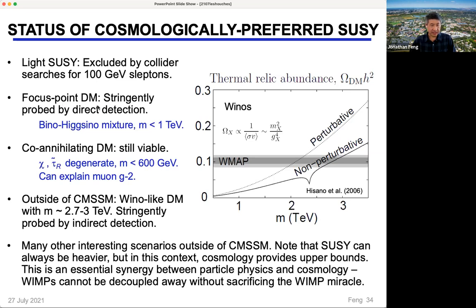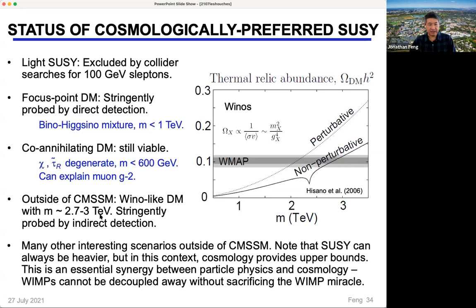And you can go through these other regions. The focus point region, it turns out, is most stringently probed by direct detection, which I will mention. Co-annihilating dark matter is still viable. And in fact, if you want to find a solution to the g-2 of the muon problem, you can look in this region and find one. SUSY can explain the g-2 discrepancy.